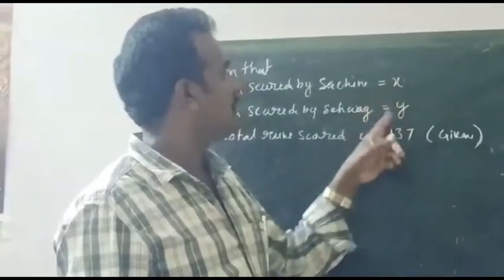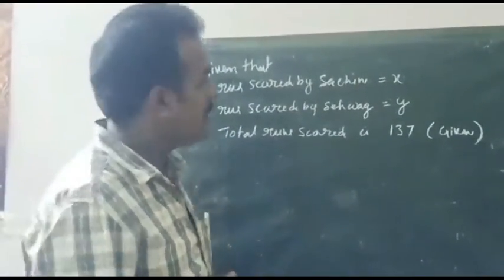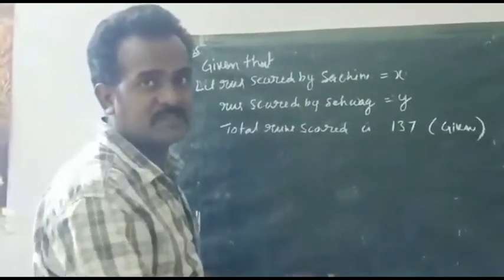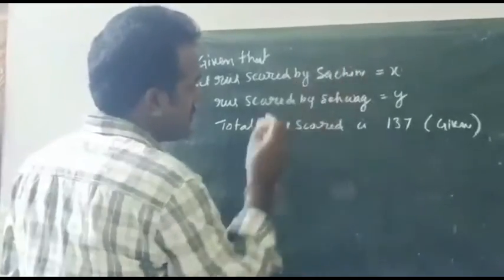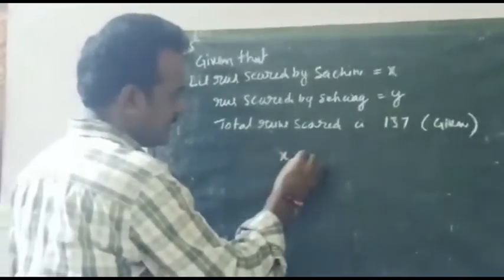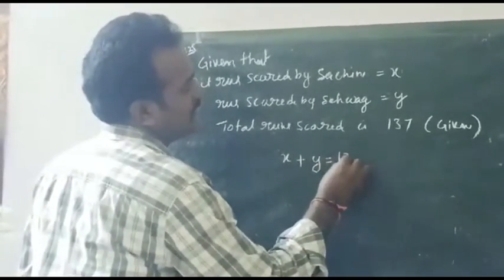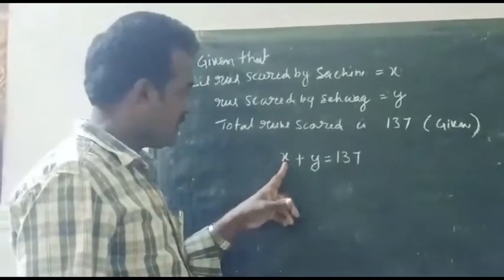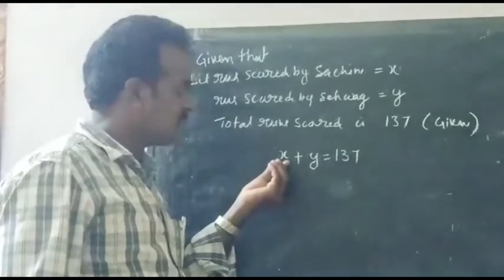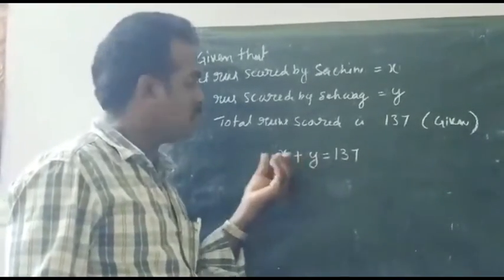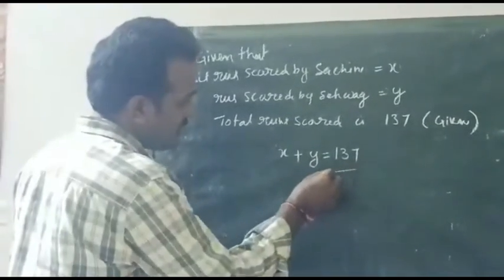Both means what to do next? Both means add them up. Here Sachin plus Sehwag is equal to 137. What is the value of Sachin? Sachin is x, Sehwag is y, and x plus y is equal to 137 runs. Sachin and Sehwag both scored 137 runs together. This is the equation.